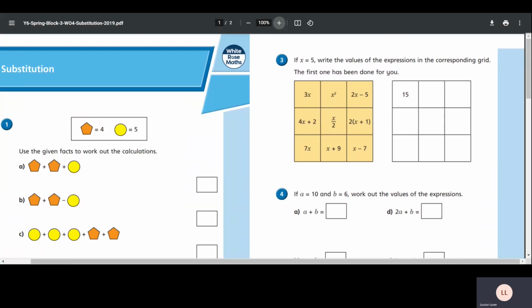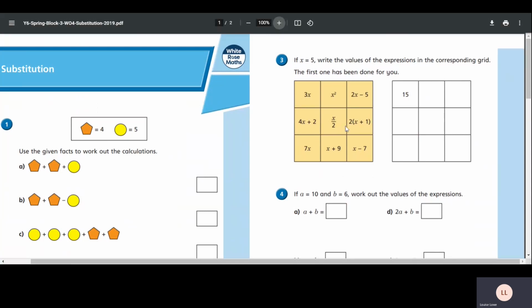And I've done that one for you over here, look, 15. The next one says x squared. And you all know what a square number is. So that one's pretty self-explanatory. And then you write the answer in the box over here, the white box. So if we look at this third one, 2x subtract 5, that means that you've got to do 2 times x, which is 5, remember. So 2 times 5, work it out, and then subtract 5. So do it in the order that it's written. The only time when we don't do it in the order is when we have brackets.